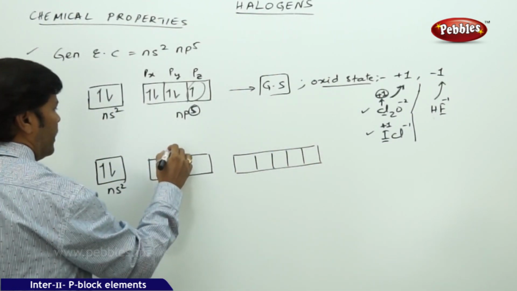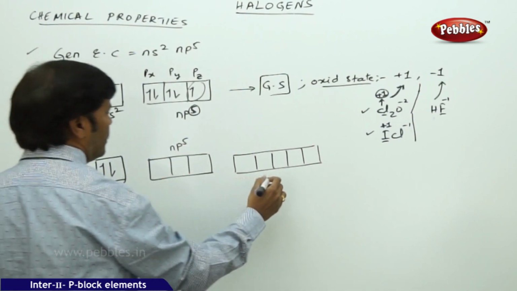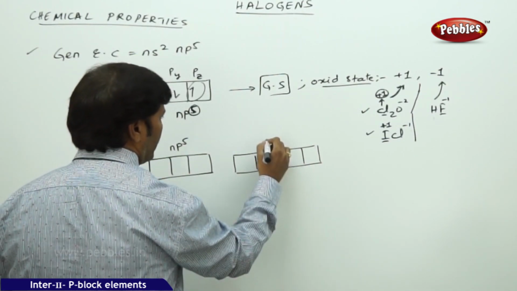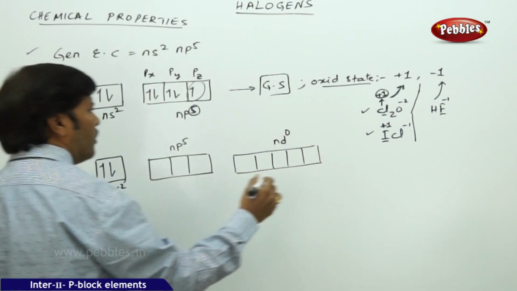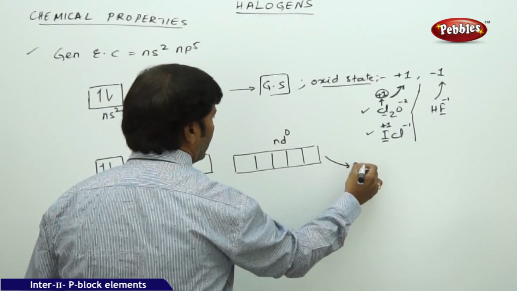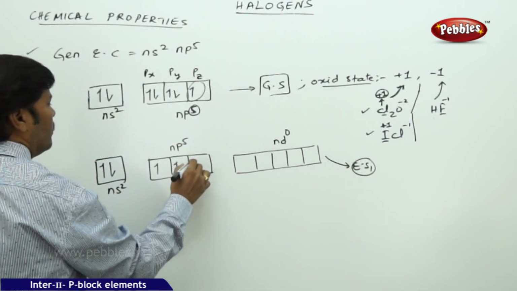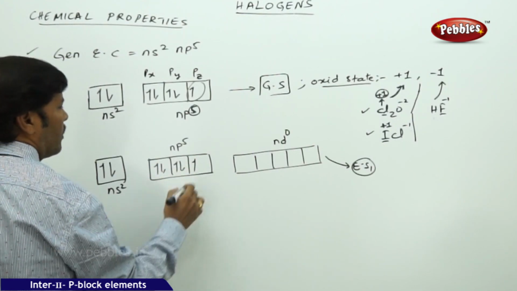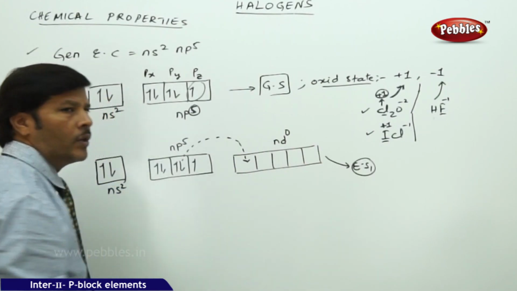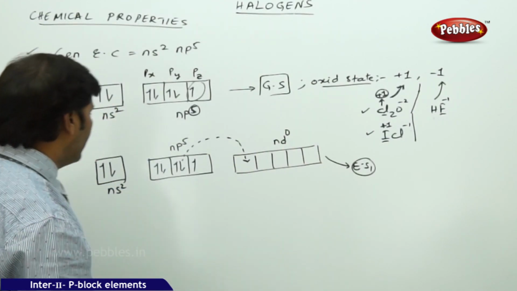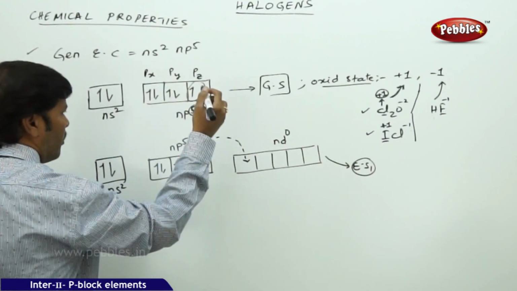So this I can take as np5, this is ns2, and this is nd0. Right now I am going to convert this to the first excited state. If it is the first excited state, then already we have 1, 2, 3, 4, 5 electrons. So one of the electrons from the np5 orbital, you promote to the nd orbital. That means we have to form the new configuration.